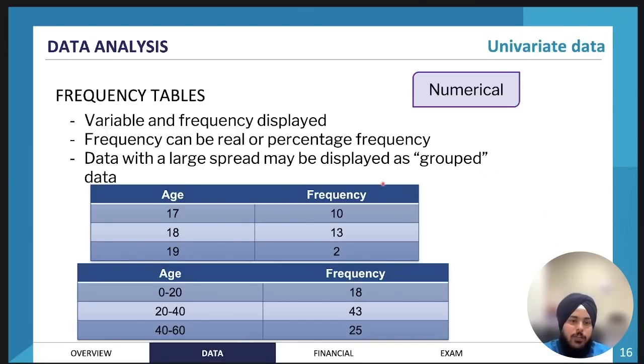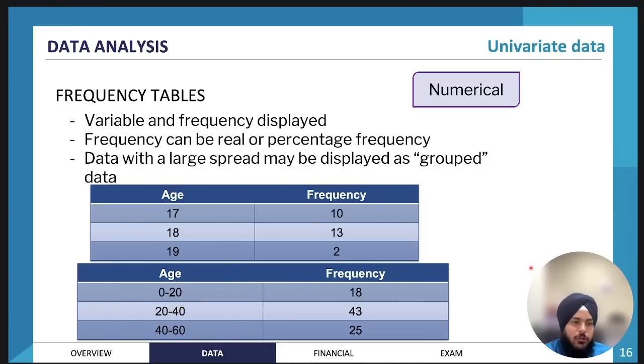So therefore, what we might do is group the data. As opposed to recording how many people are aged exactly 26, we might group the data from 0 to 20 years old, 20 to 40 years old, and 40 to 60 years old, and then record the frequency there. This way, the data is a lot more useful, and it enables us to see the patterns in the data a lot more easily, as opposed to recording individual ages. That way, the data doesn't really mean anything. This way, we can immediately see that the most frequent age group is those aged 20 to 40 years old.